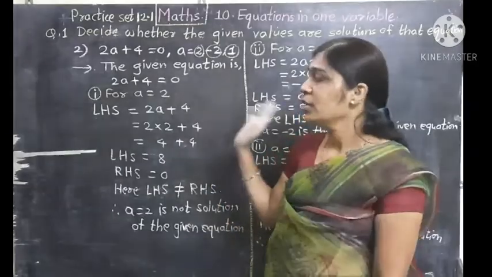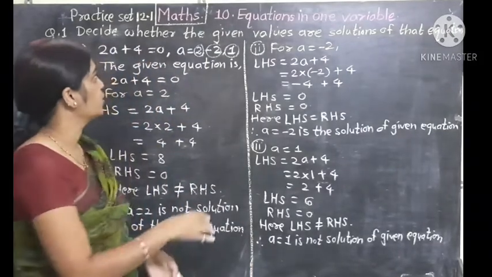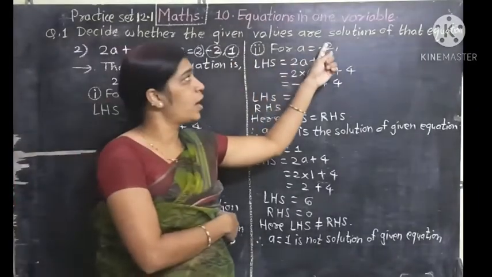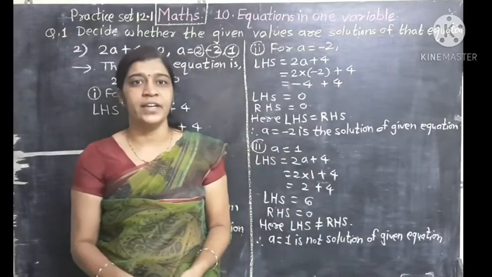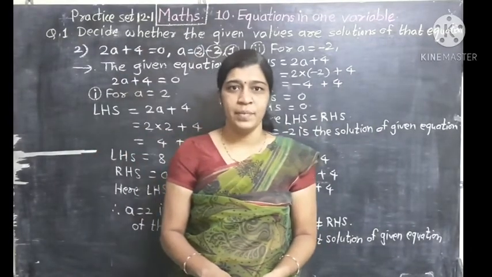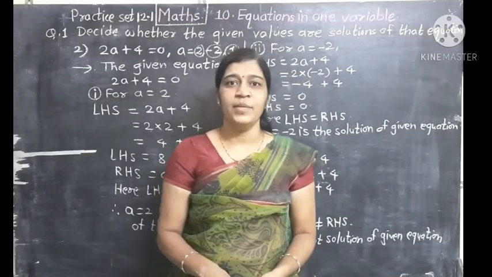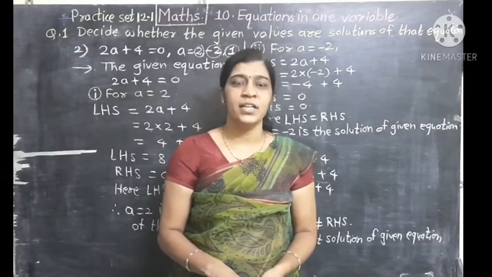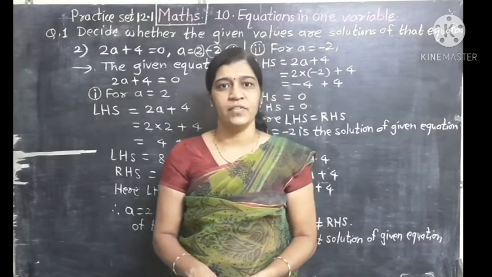So students, here we have seen whether the given values are solutions of the given equation or not. How do we find that here? We put the value of the variable in the LHS and calculate it. If it becomes equal to the RHS, then the given value is a solution of that equation.